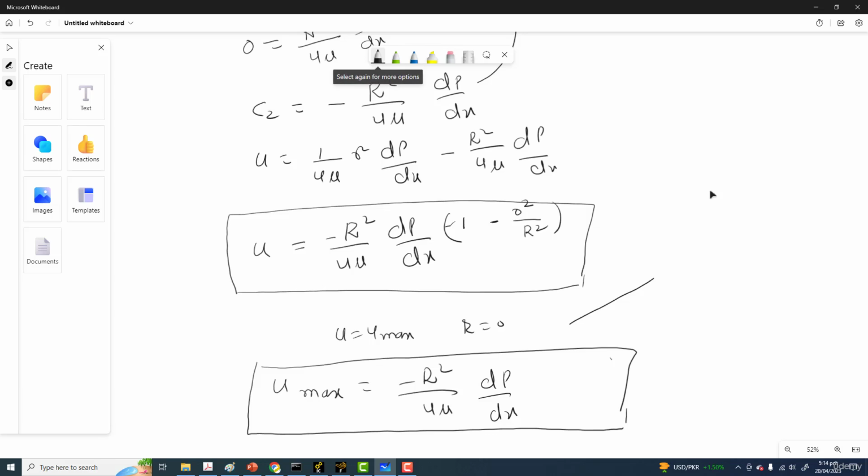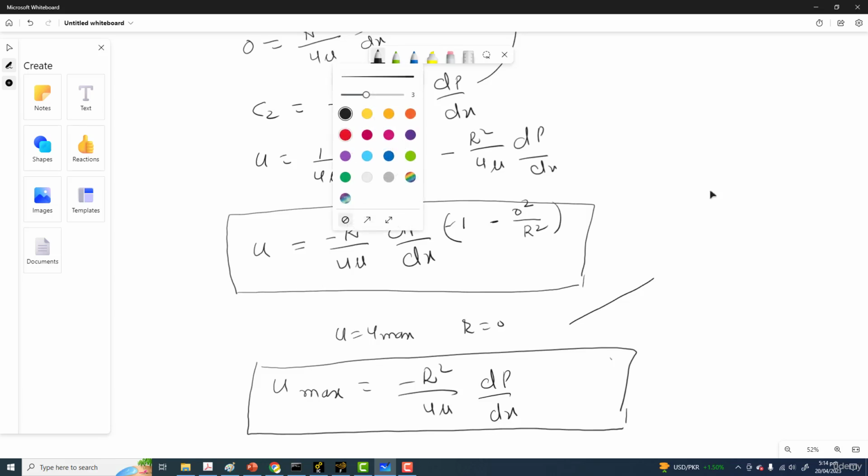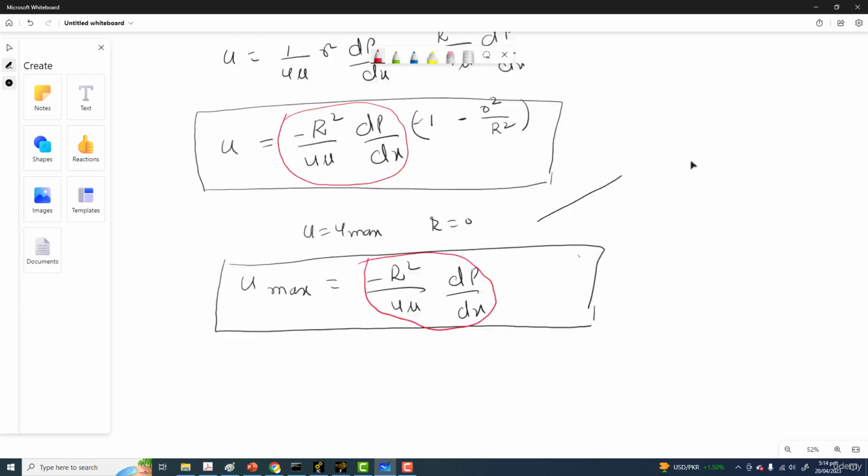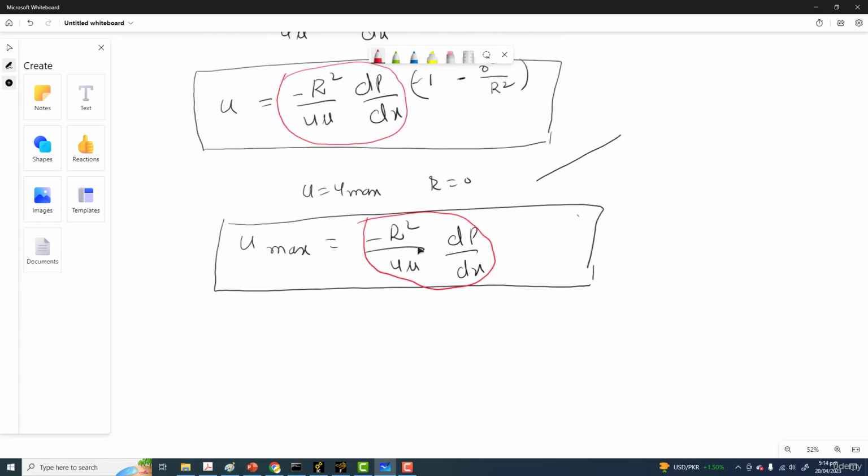So if you compare these two equations, you will see one thing. That thing is that this term and this term, they are exactly the same. It means that I can write down u as this term. This term is the u maximum. So I can write down u is equal to u maximum times 1 minus r square upon R square.